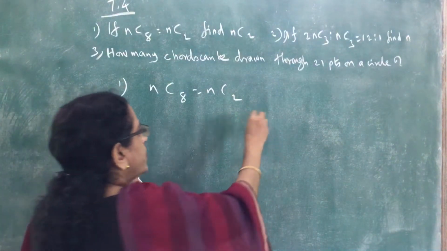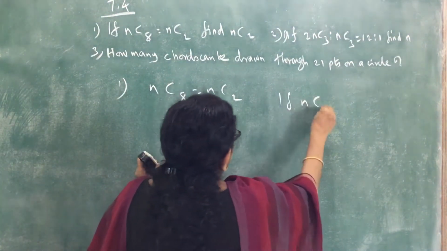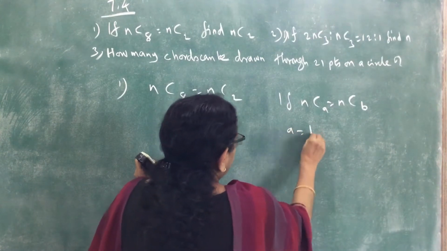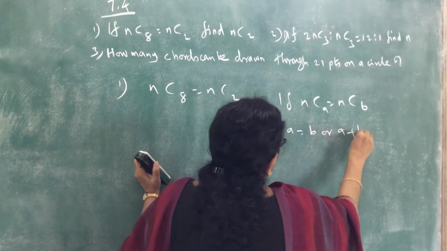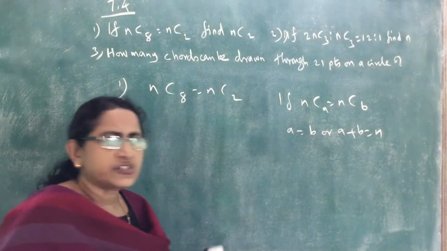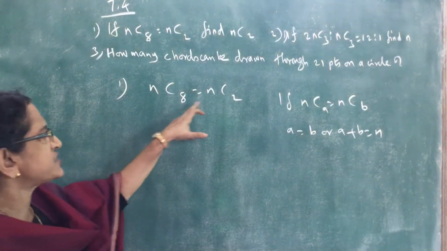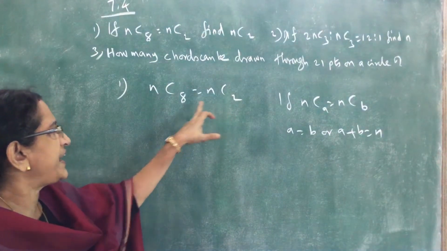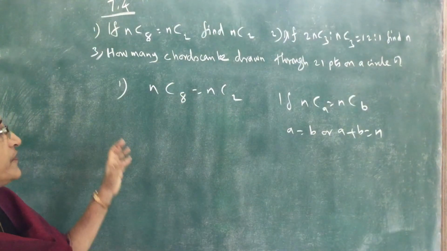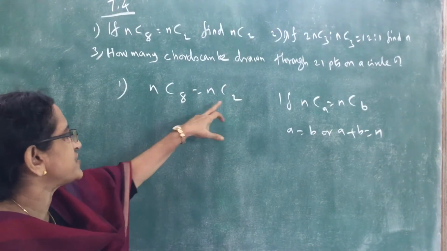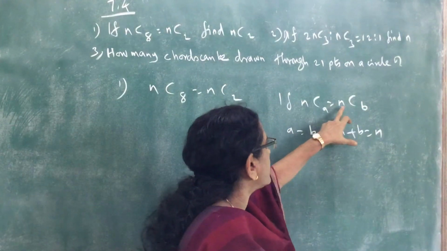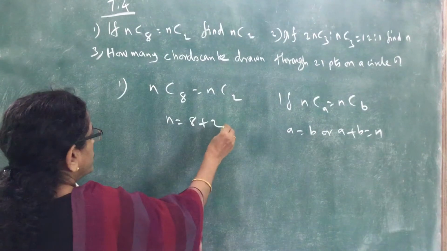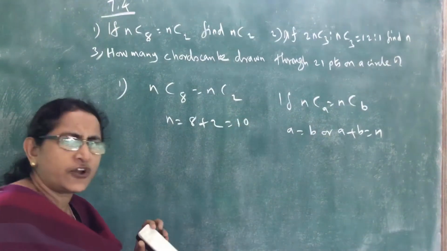We know one formula. If nCa equal to nCb, then a is equal to b or a plus b equal to n. So using that formula, here 8 is not equal to 2. nC8 equal to nC2, but 8 is not equal to 2, that we know. Therefore, n equal to a plus b, 8 plus 2, that is 10. So value of n is 10.